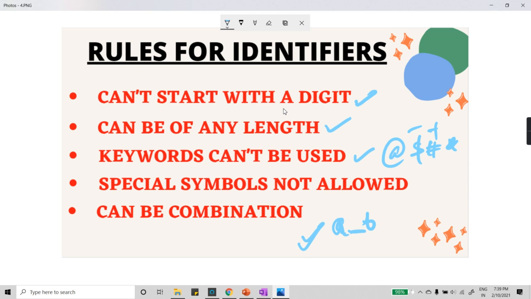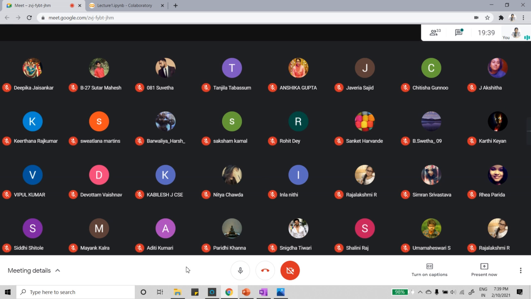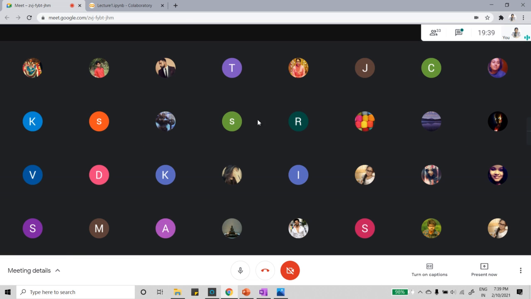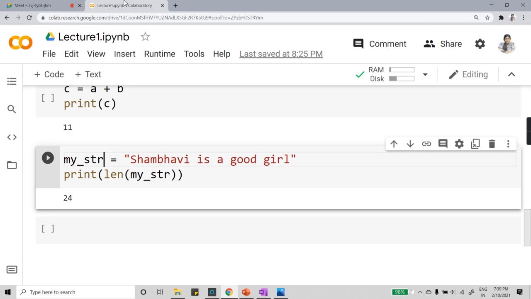And the fifth one is that they can be a combination. Combination in the sense that you can take numbers, you can take alphabets, you can take special symbols in one identifier only, right? So these were the rules, which I just quickly summarized.